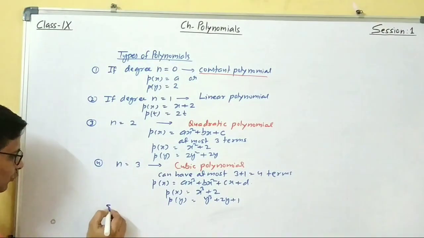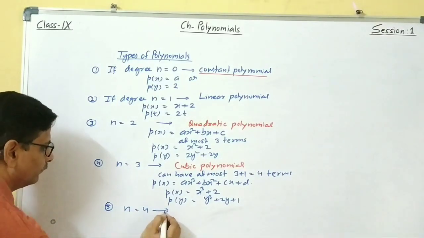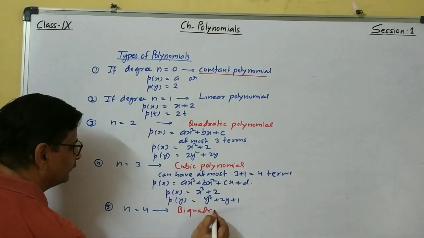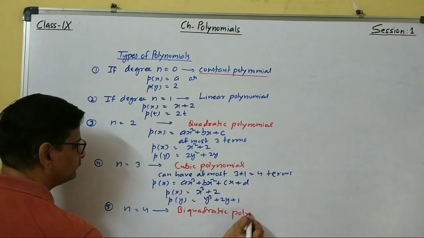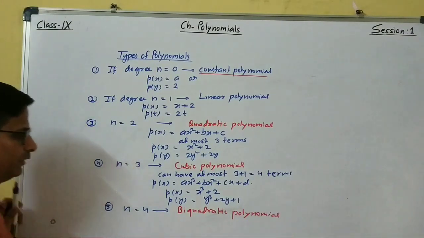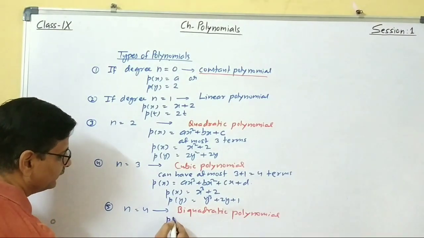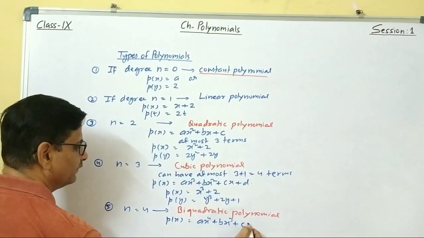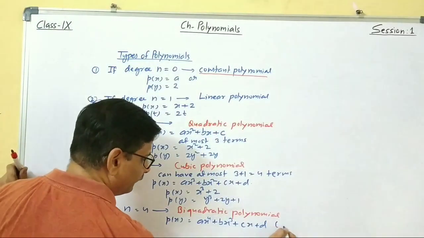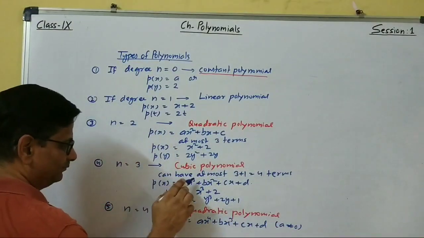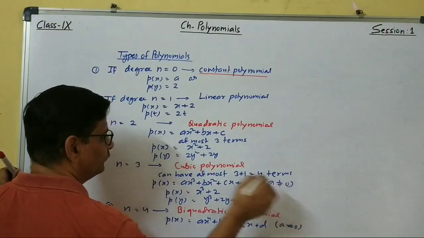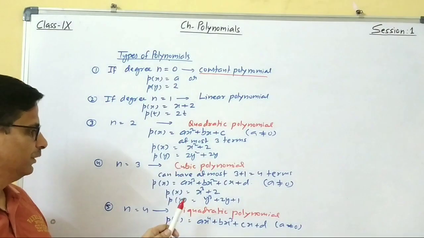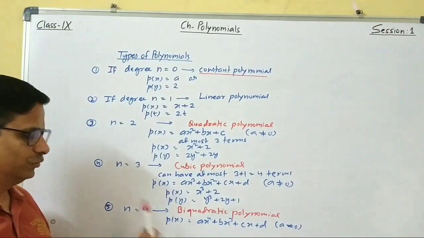And if degree of polynomial is 4, then it is called biquadratic polynomial. Okay, and the standard form of biquadratic polynomial is like that. P(x) equal to ax to the power 4 plus bx cube plus cx plus d, provided a is not equal to 0. Similarly here also a is not equal to 0. Similarly here a is not equal to 0 because the coefficient of x square cannot be 0, coefficient of x cube cannot be 0, and coefficient of x to the power 4 cannot be 0.